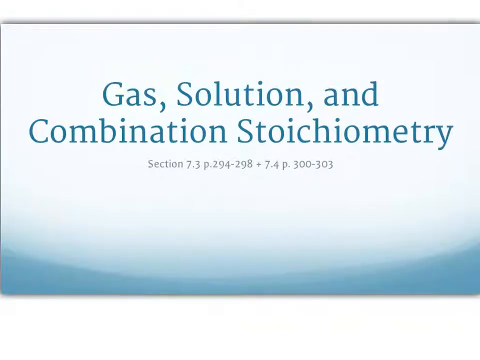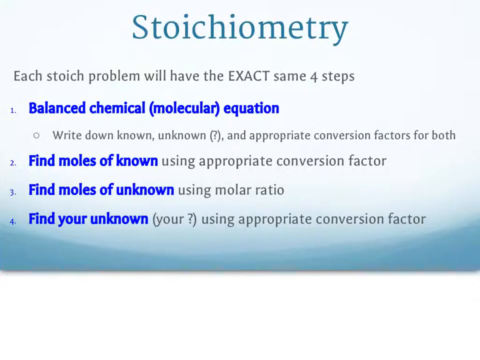This video will talk about gas solution and combination stoichiometry, which is 7.3 and 7.4 in the textbook. First, I really want to emphasize that every stoichiometry problem that you do will have absolutely the exact same 4 steps. So that means that you are always going to start with a balanced chemical equation.